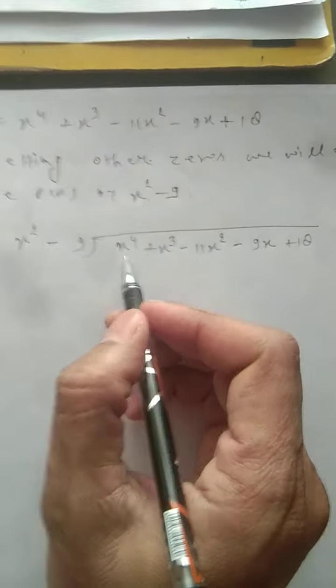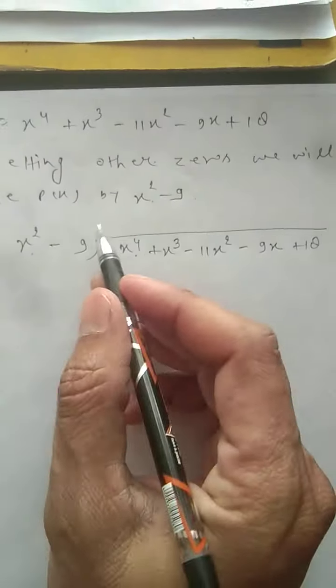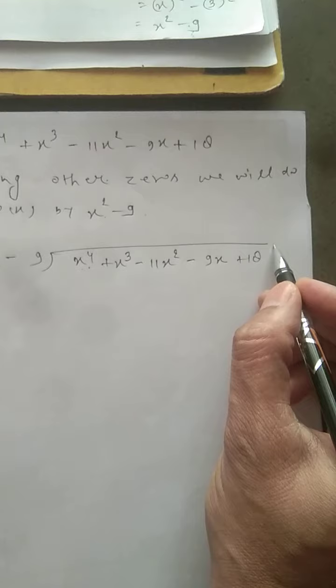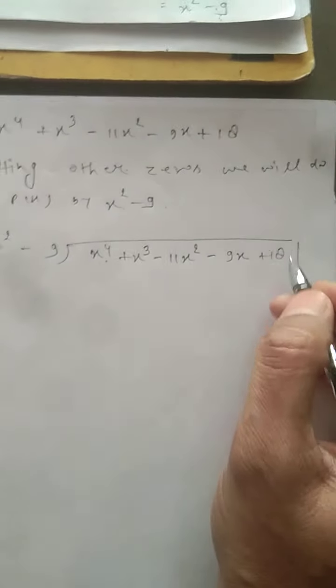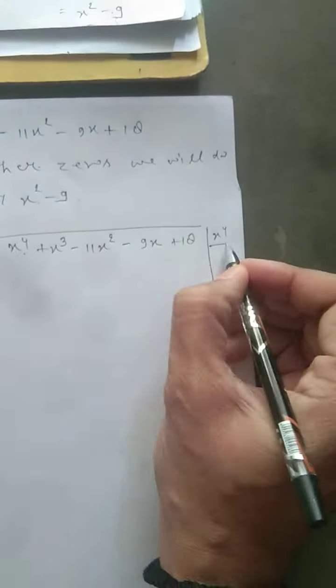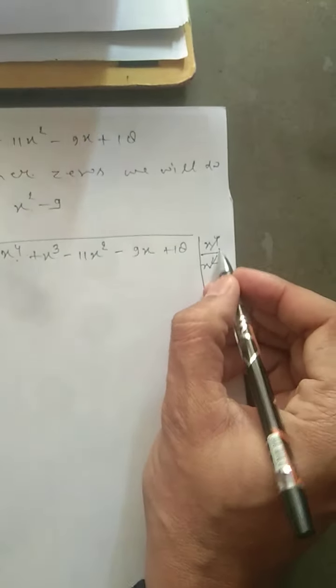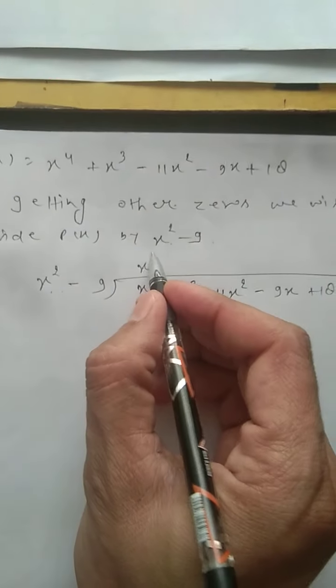First term of the dividend divided by first term of the divisor: x power 4 divided by x square. Last time I told you that we will draw a left column. First term divided by first term, so x power 4 divided by x power 2 gives x power 2.